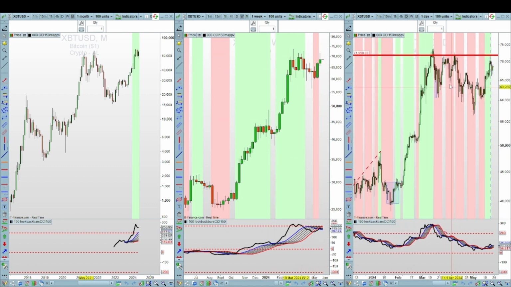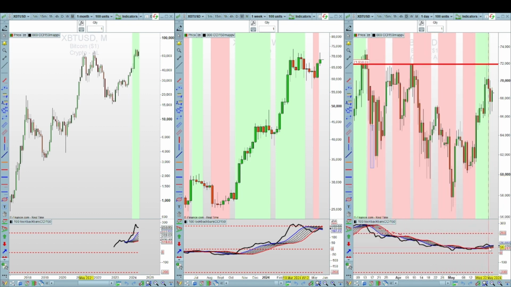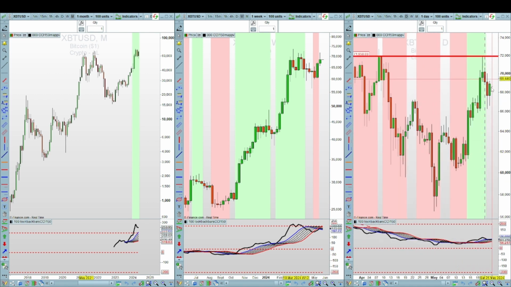And on the daily, we did have what would maybe almost be considered a double top along that resistance at 71,950 versus lower highs on the CCI 150. And since then, it's actually making a new high, so it's a neutral signal at the moment.